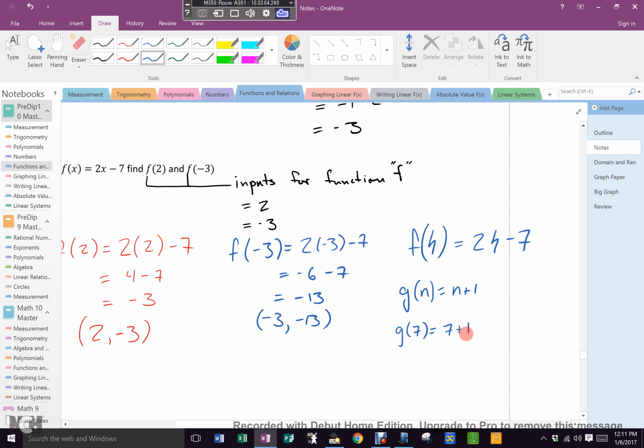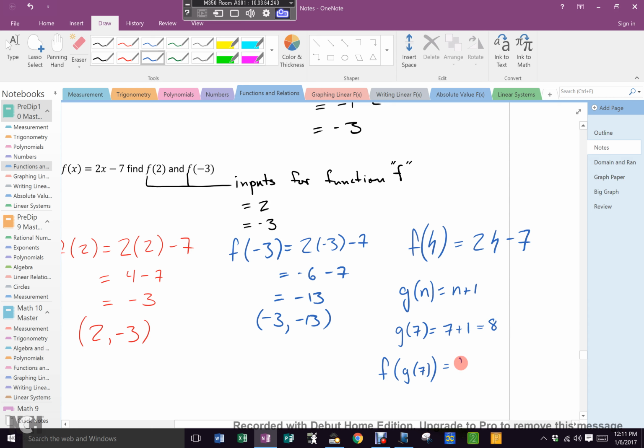Okay. Now I want the f of the g of 7. Can you figure that out? What is the g of 7? We just did that right here. What is it? 8. So the g of 7 is what?